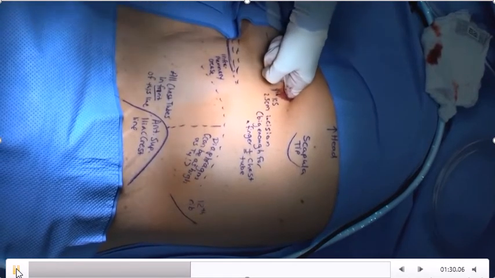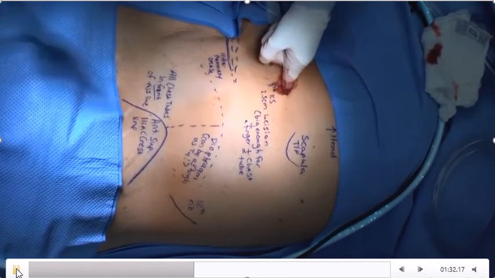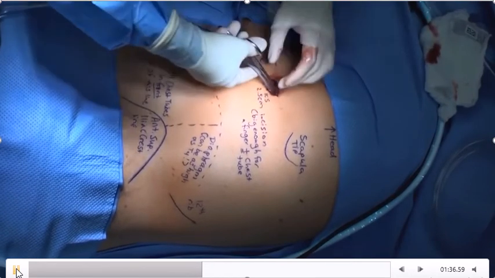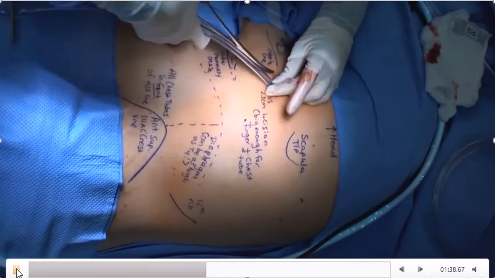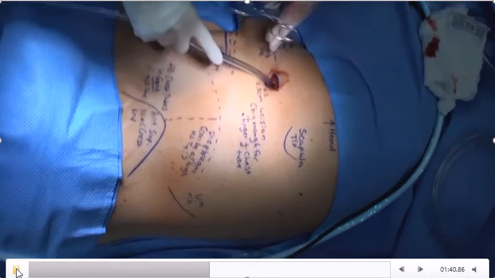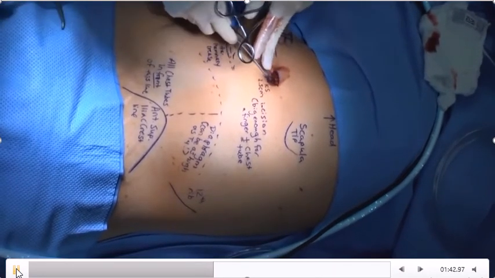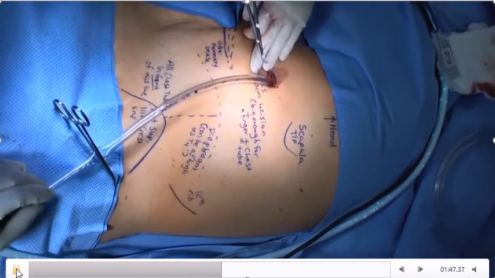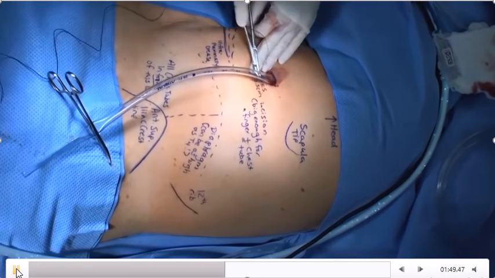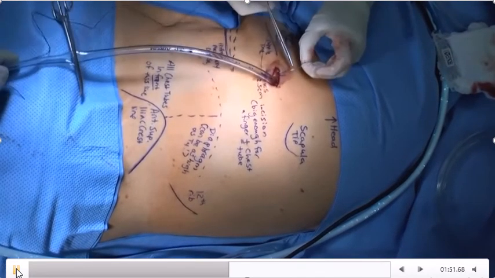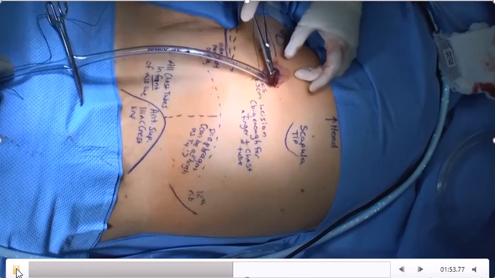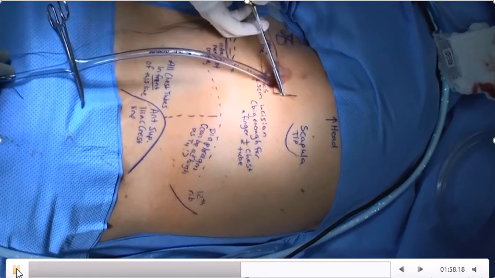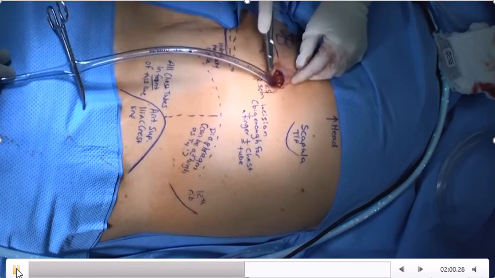He is using his finger in order to confirm entry to the pleural space, and now he is inserting the chest tube inside the pleural space using the artery forceps. After inserting it, now he is fixing the chest tube using silk sutures. The fixation of the chest tube is very important.